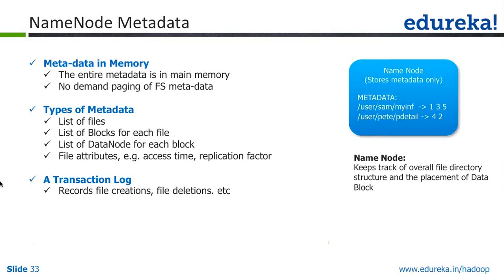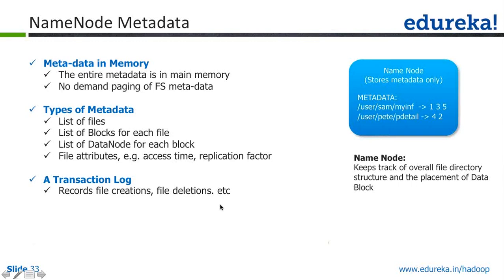So the entire metadata is stored in the main memory. The type of metadata is very simple. These could be the list of files, the list of blocks in each file, the list of data nodes for each block, file attributes, etc. So the overall directory structure is maintained here. A transaction log will contain the record of file creation, deletion, etc.